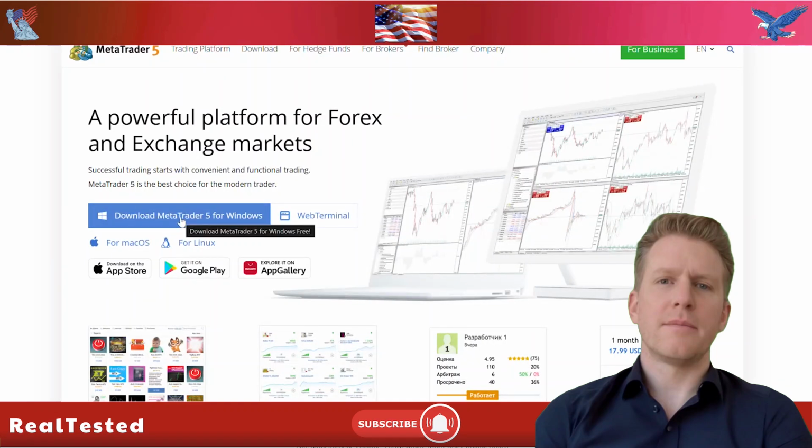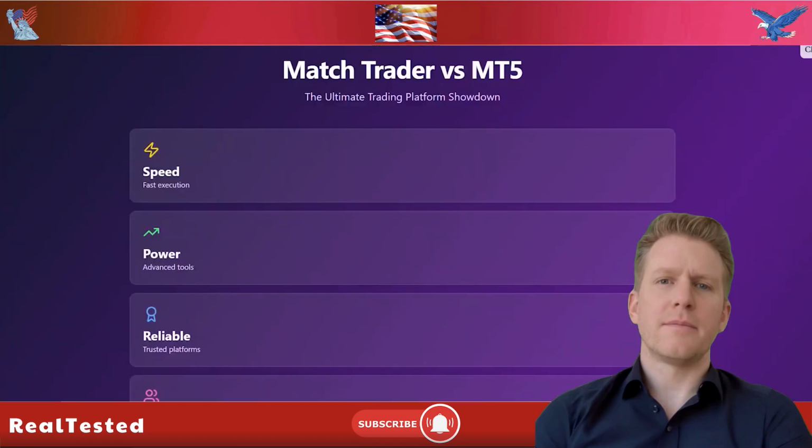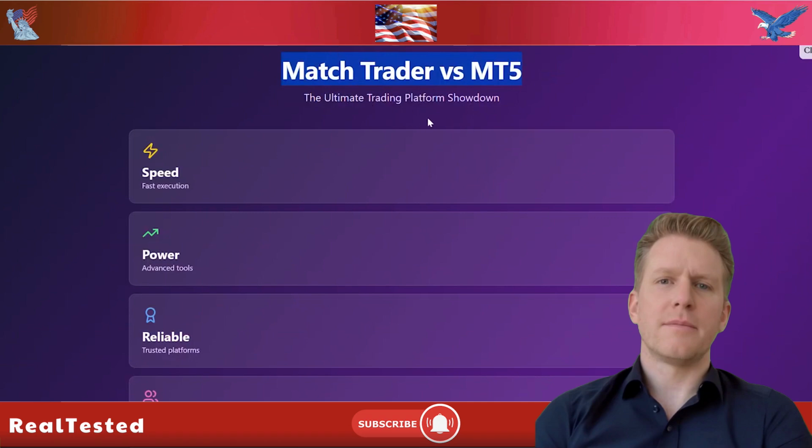The bottom line is simple. If you're just starting out or want something quick and clean, MashTrader is your best bet. But if you're an experienced trader who needs advanced tools and wants to trade multiple asset types, MT5 is the clear winner. Neither is perfect for everyone, so pick the one that matches your skill level and try not to go broke. That's MashTrader versus MT5.